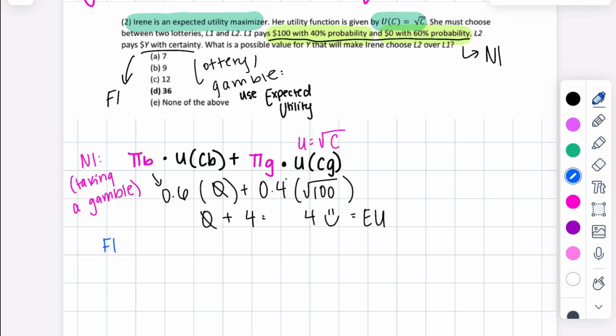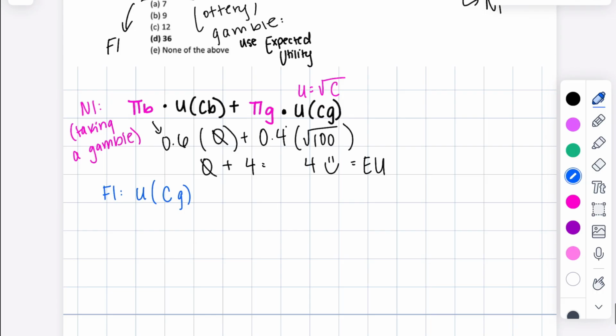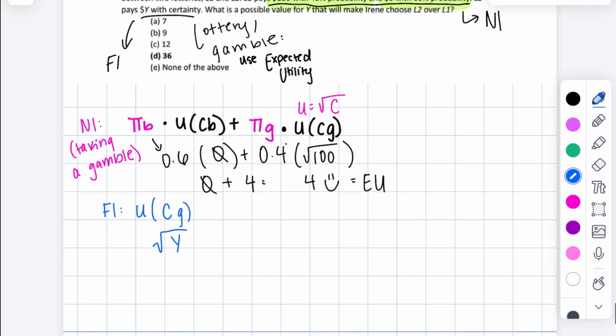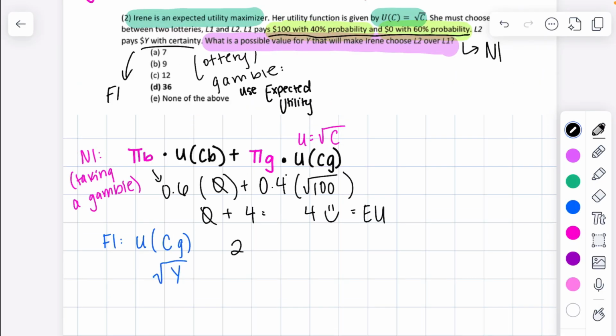Then under full insurance, once again, we're just going to do a 100% chance that we win Y dollars with certainty. So you can think of it as the bad state, under the good state. We're going to say under the good state. And so that means that we have a 100% chance of winning the square root of Y dollars, right? So we want this lottery 2, which is this full insurance, to give us a higher expected utility than lottery 1. So we want the square root of Y to be greater than 4.